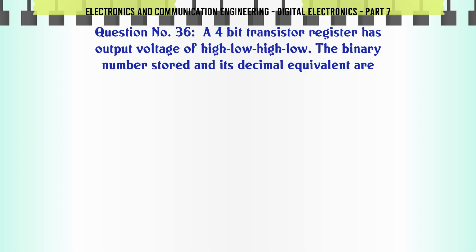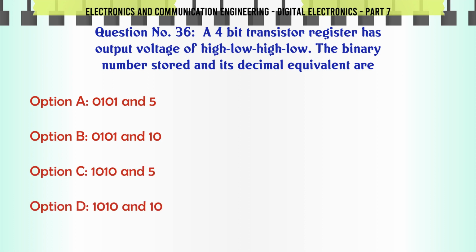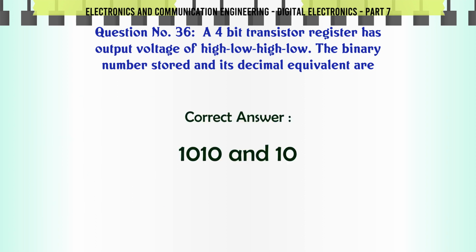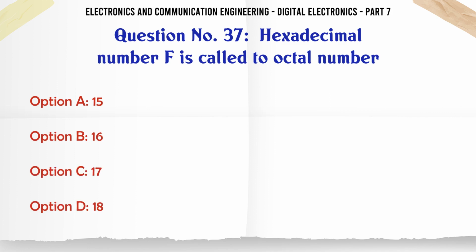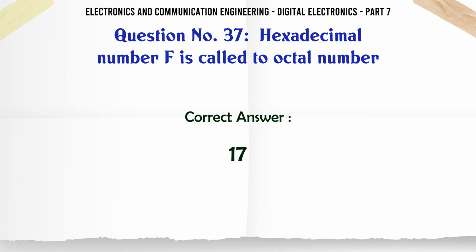A 4-bit register has output voltages of high-low-high-low. The binary number stored and its decimal equivalent are: A) 0101 and 5, B) 0101 and 10, C) 1010 and 5, D) 1010 and 10. The correct answer is 1010 and 10. Hexadecimal number F is equal to octal number: A) 15, B) 16, C) 17, D) 18. The correct answer is 17.